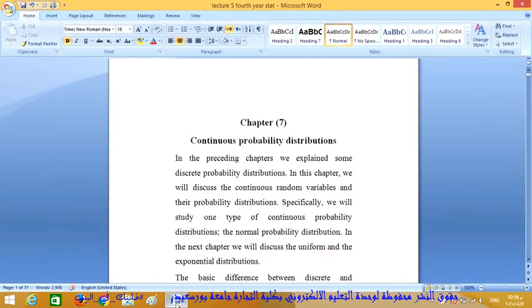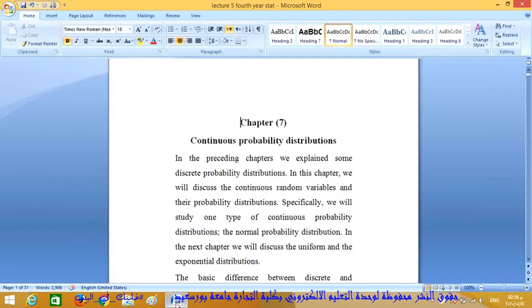My students, this is the fifth lecture during the COVID-19 holidays. This lecture deals with chapter 7, titled Continuous Probability Distribution.